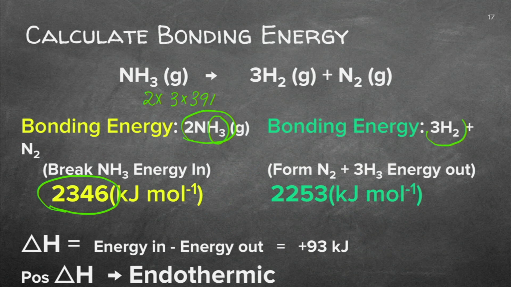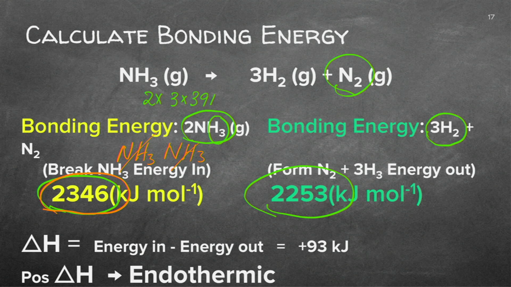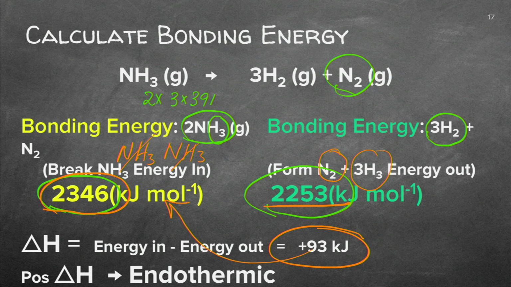Now let's see here. If I have the 3 hydrogens forming and the 1 nitrogen forming, that will give me a total energy of 2,253. That will mean I will put into the molecules to break the 2 NH3s and separate all of these, I will have to put in 2,346 kilojoules. To form the new molecules, we'll use 2,253. So I will actually have an excess of 93 kilojoules that I'll put into this chemical reaction.